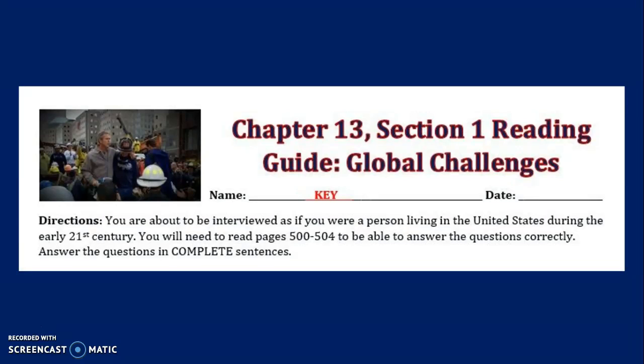The big thing on this is making this a first-person narrative. So as a direction, you're saying you are about to be interviewed as if you were the person living in the United States during the early 21st century. You're not trying to hurt your students' grades, you're not trying to trick them, so you're being straightforward. You will need to read pages 500 through 504 to be able to answer the questions correctly. The big stickler on this is I wanted complete sentences, so if there wasn't a complete sentence, mark off.